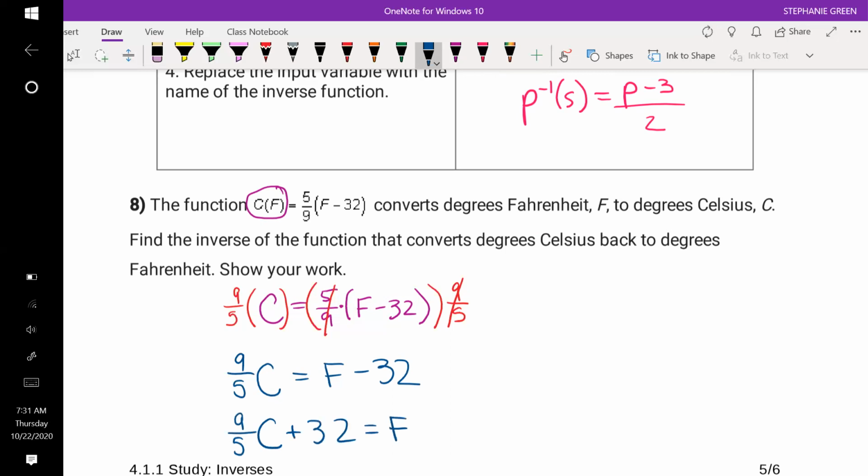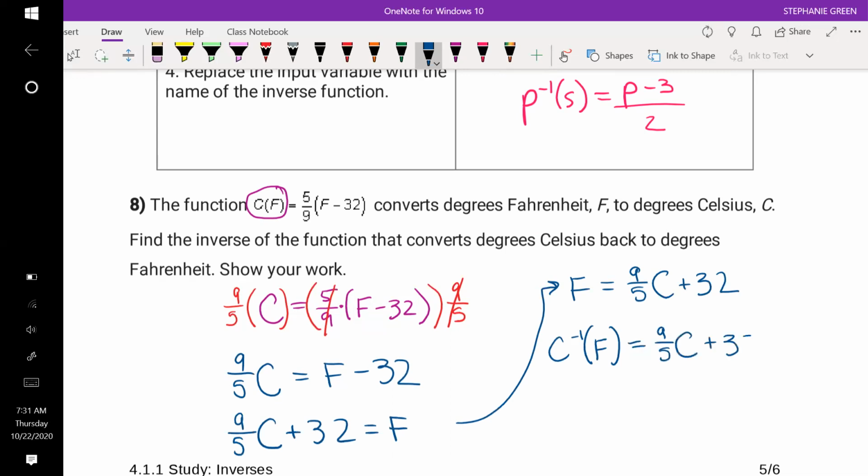And then we're pretty much done. I just need to put F back on the correct side. And then change it to the correct notation. So C of F is now C inverse of F. And we're done.